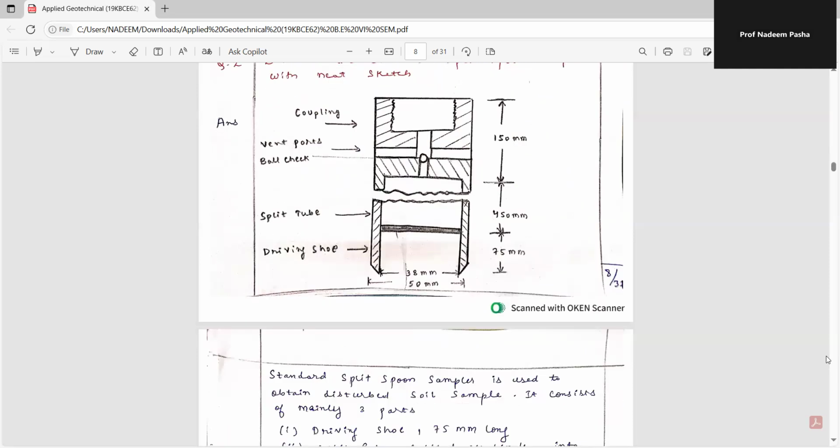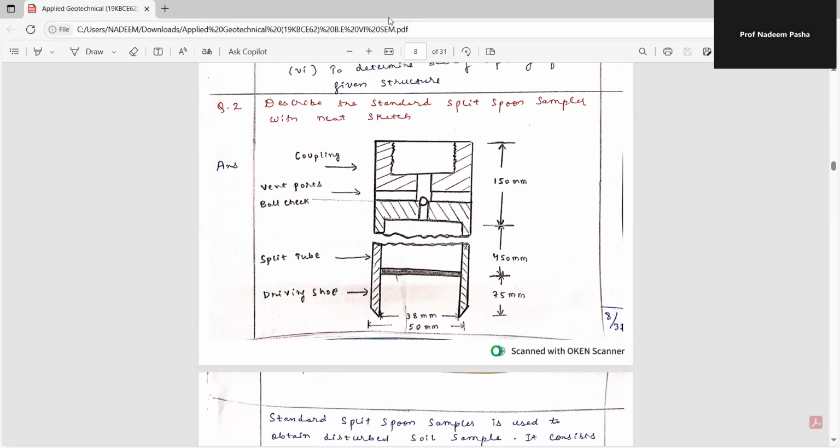Next is describe the standard split spoon sampler with a neat sketch. So this is the tip.